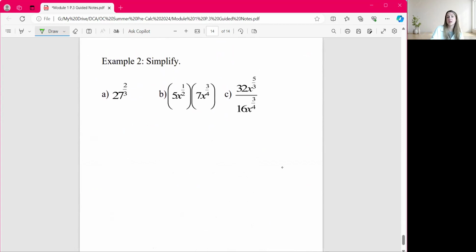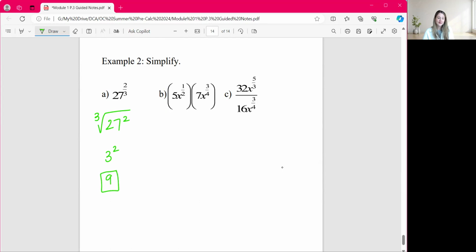And then let's check out these examples on our last page. So 27 to the 2/3. Let's write this as the cube root of 27 squared. Notice off the top of my head, I don't know 27 squared, but I do know the cube root of 27. So I can do the cube root of 27, that gives me 3, and that squared is still there. So I have 3 squared, that's going to give me 9.